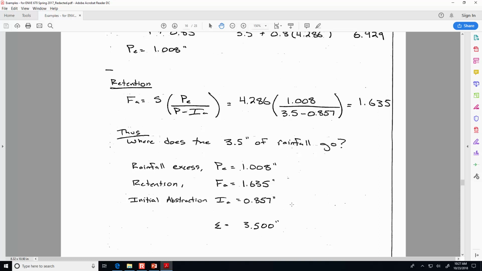So this is a model. Remember, a model is just some sort of approximation of reality. And there's essentially 4 moving parts in this model. The moving parts are the precipitation, the initial abstraction, the retention, and the rainfall excess. Any questions before we move on?